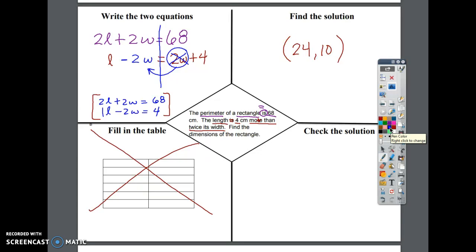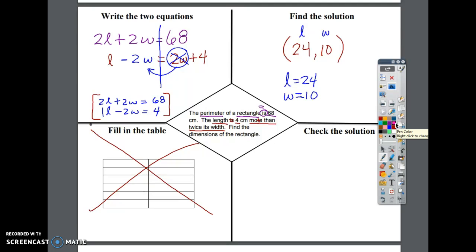And let's go back to our equation. So the first letter that I put in there was L, so this is my length. And the second letter that I put in there was my W, so this is my width. That means my length equals 24 centimeters, and my width equals 10 centimeters. Okay?